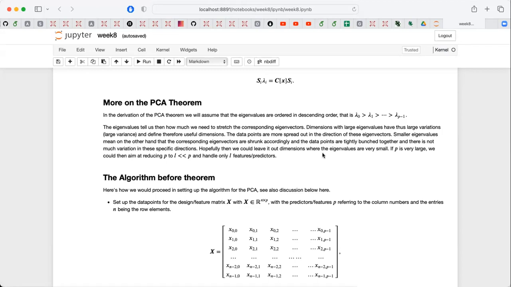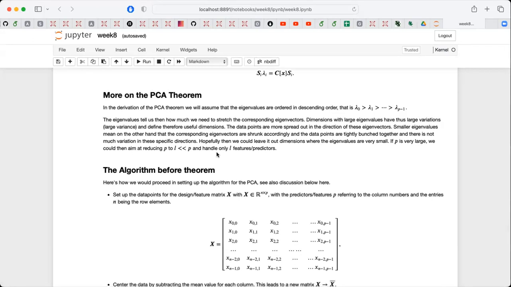The data points are more spread out in the direction of these eigenvectors, as you saw from the covariance matrix. And smaller eigenvalues mean that the corresponding eigenvectors are shrunk accordingly, as you saw for the y direction. The data points are then tightly bunched together, and there is not much variation in these specific directions. Hopefully this is something we can use to reduce the dimensionality of the problem. So if we have a huge dimension P, you could aim at reducing P to some dimension L, which is much, much smaller than P, and keep only those features which have the largest variance.